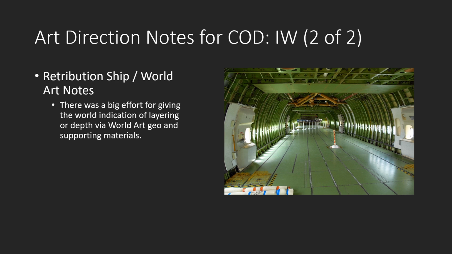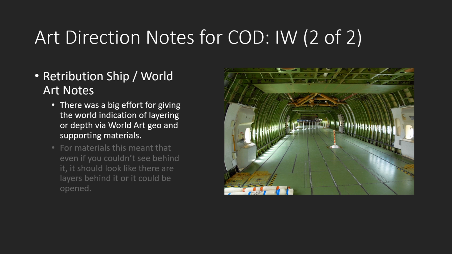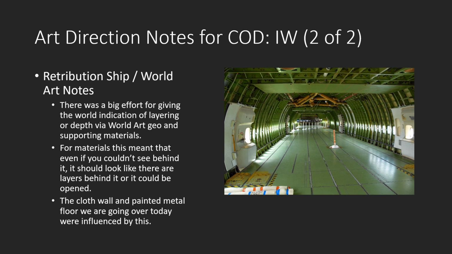So if you look at this reference image on the right, it feels like there are different layers to it, right? There's ribbing on the interior of the plane, and the floor panels feel well constructed, but you could get in there and get behind them. So for materials, this meant that even if you couldn't see behind it, it should look like there are layers behind it or it could be opened up. And the cloth and painted metal floor that we're going over today were heavily influenced by this.